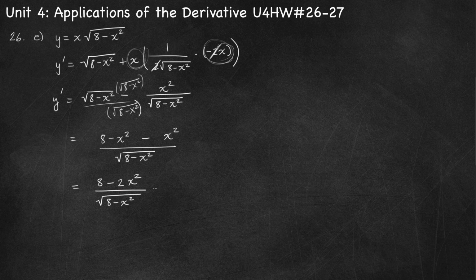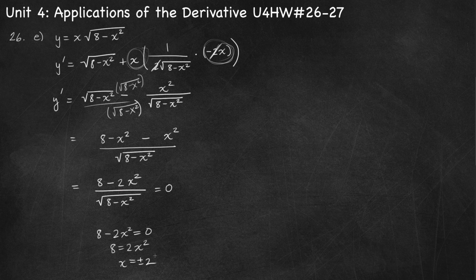Now I want to know, when does this equal 0? A fraction will equal 0 when its numerator is 0 and its denominator is not. So we're going to let 8 minus 2x squared equal 0, and then just make sure our solution doesn't also make the denominator 0. So here I have 8 = 2x squared, x squared = 4, x equals plus or minus 2. If x equals 2 and I substitute it back into the denominator, I get the square root of 4. That's not 0. If x is negative 2, I also get the square root of 8 minus 4, which is not 0. So both of these are critical values.